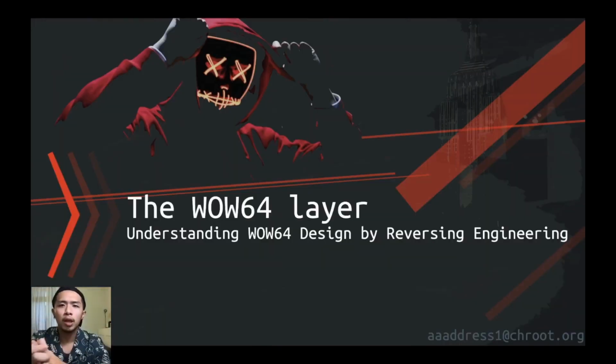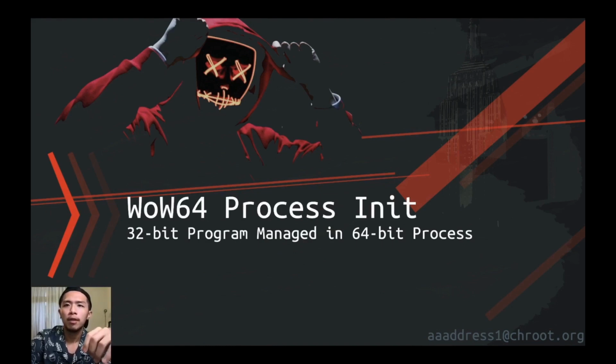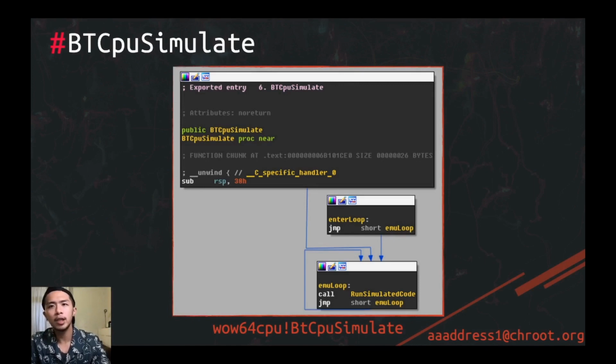Before we talk about the attack details, we need to figure out how the WoW64 layer works by reverse engineering. The first one is the initialization of the WoW64 process. Here's a function named BTCpuSimulate. This function is basically the entry function for any WoW64 process. You can see in the picture that this function does only one thing: it calls another function named RunSimulatedCode, in an infinite loop.